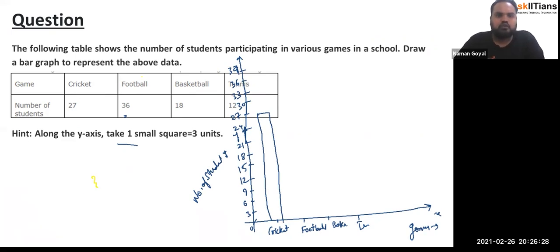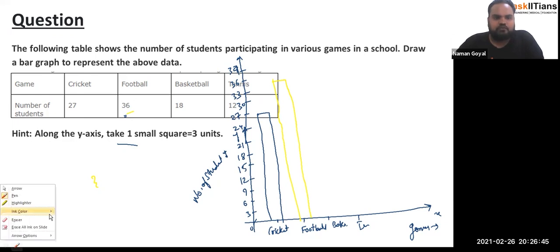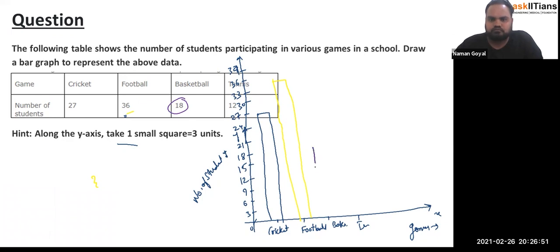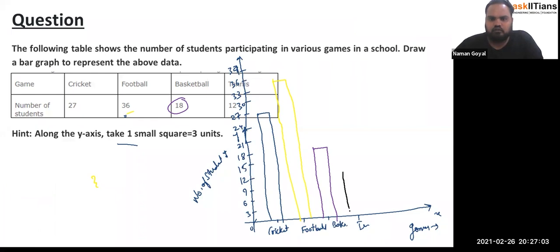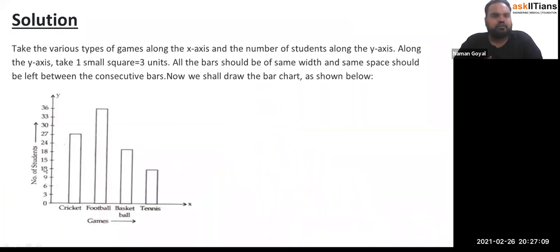Now for football we have to draw a bar for 36, like this. For basketball, we have to draw for 18. For tennis, 12. Like this. So this is our required answer. Let me show you the perfect graph.